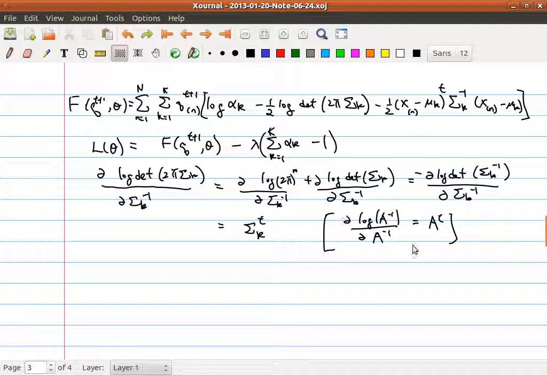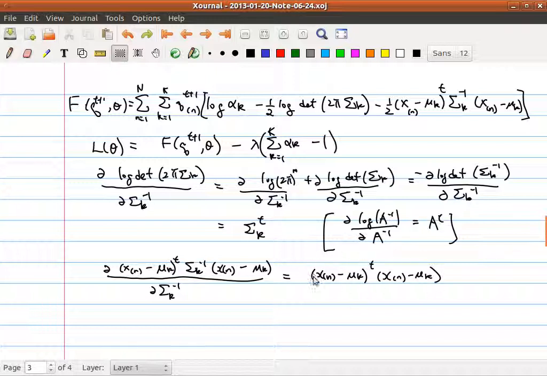And this is basically using a matrix calculus result. This one, partial log A inverse over partial A inverse is equal to A transpose. One can verify it quite easily without too much problem. And then for this term here, similarly, if I take the partial derivative with respect to sigma k inverse, I will basically just get this one. Again, we use some matrix calculus results, that is, the partial derivative of x transpose A x with respect to A is just x x transpose.